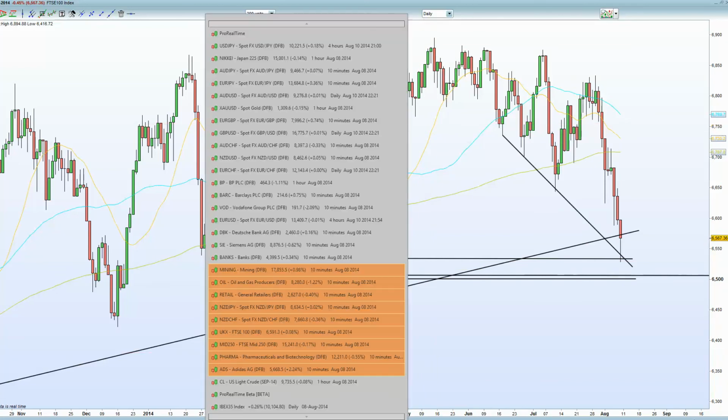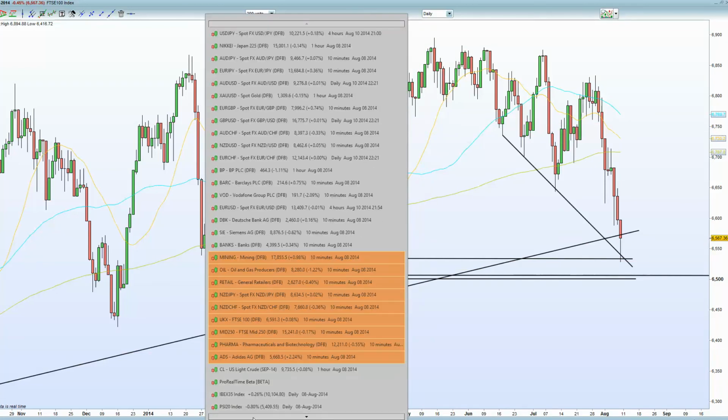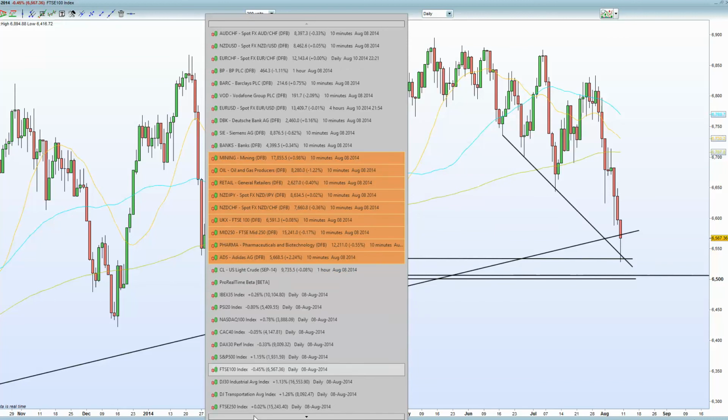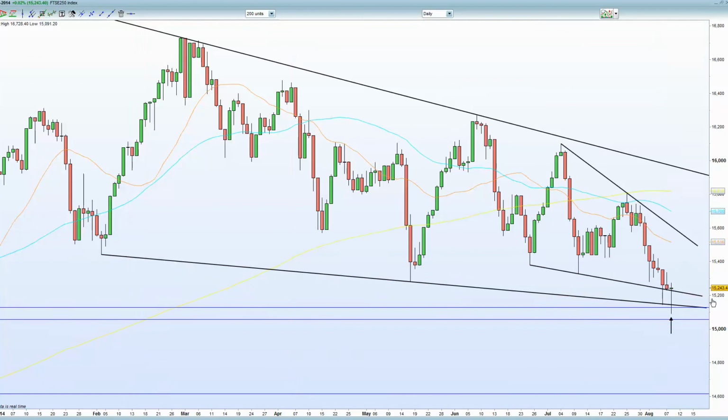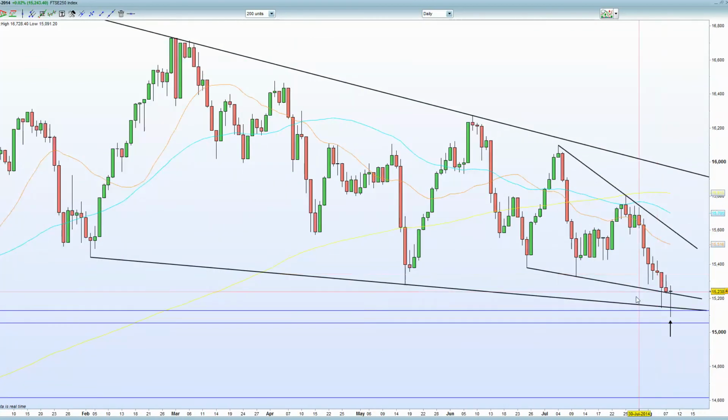Let's have a look at the FTSE 250 and give you an insight there as well. Okay, FTSE 250, here we go. FTSE 250: bottoming tail, diagonal trend line support, horizontal support. Need I say more?